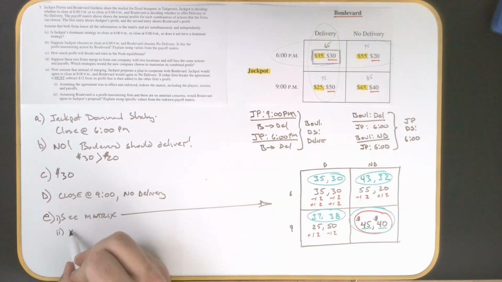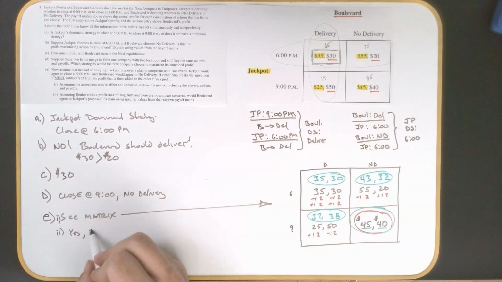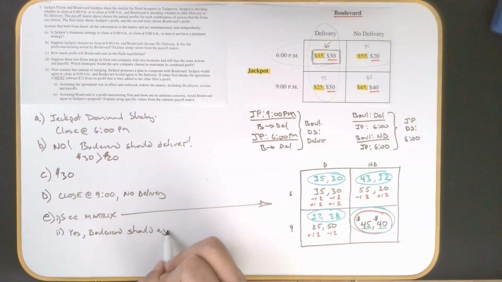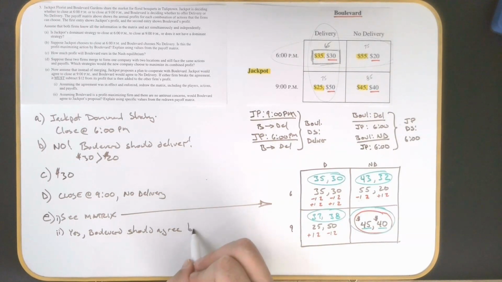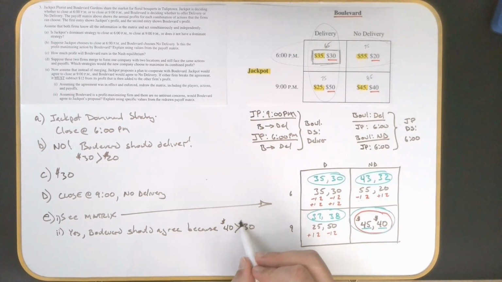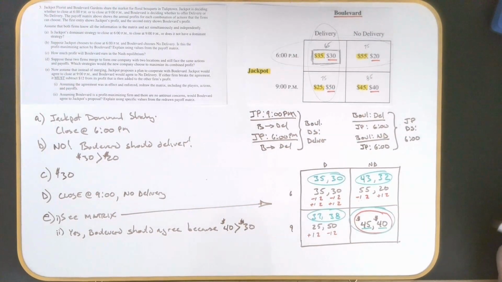And so I would have said yes. Yes, Boulevard should agree. Because, and of all the numbers here, this clearly communicates you know what you're doing. Because $40 is greater than $30. And this cuts through all of the clutter. If you guys just see this, this communicates clearly you knew what you were doing. And so that's all I have to see is that inequality right there.